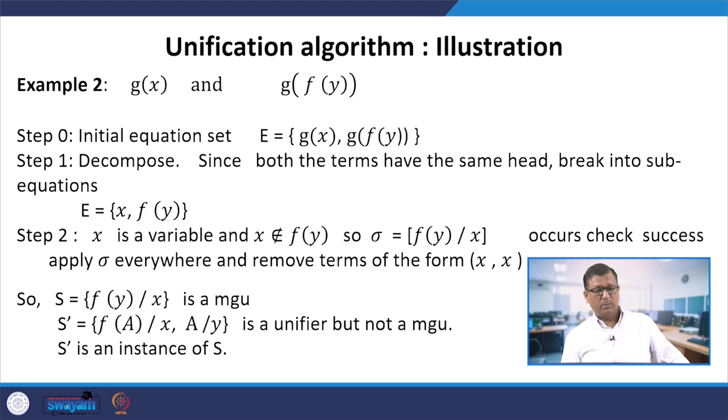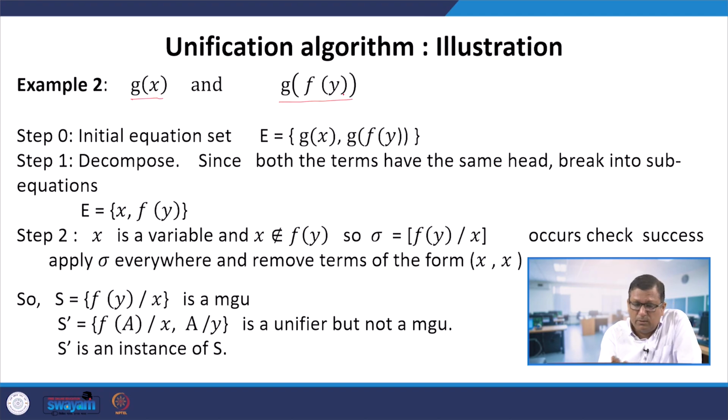Now the next example. Again we have a term g(x) and another, g of f(y). So the initial equation will be like this. Because their heads are the same, we break up into x and f(y). Now we have to check the occurs check. x is a variable and x is not there in f(y), so the occurs check is a success. So we can substitute x with f(y). Apply sigma everywhere and remove the terms of the form x equals x.